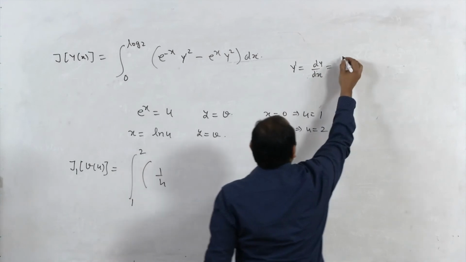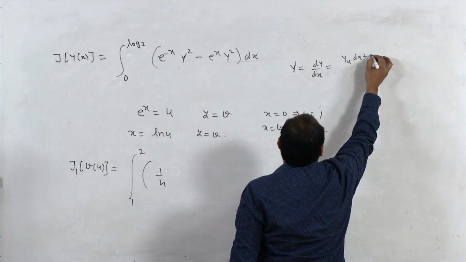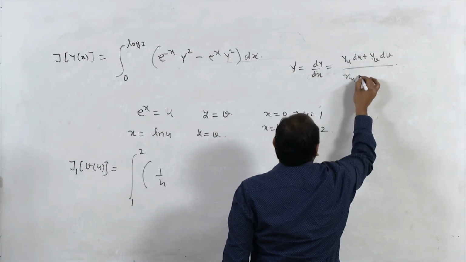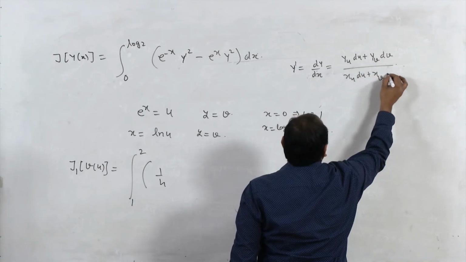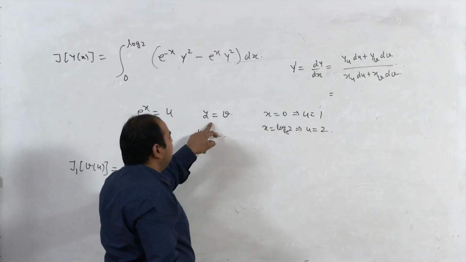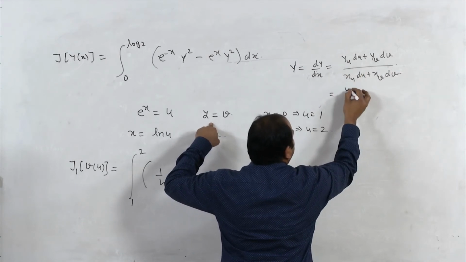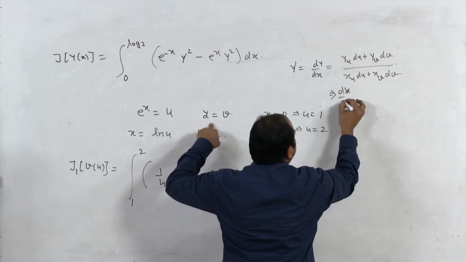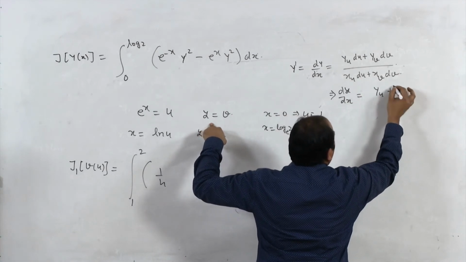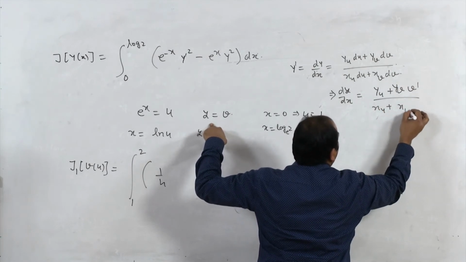So dy is given as y_u du plus y_v dv, divided by x_u du plus x_v dv. So everything is given here. So y_u will be 0 here. We can further simplify this as dy by dx equal to y_u plus y_v v dash, over x_u plus x_v v dash.